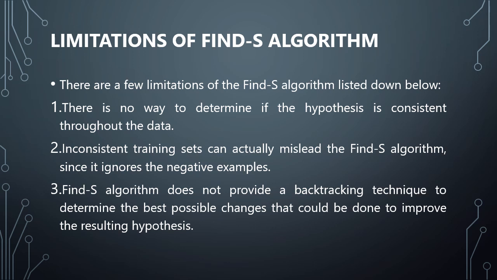Now, the limitations of the Find-S algorithm. There are a few limitations of the Find-S algorithm. These are: there is no way to determine if the hypothesis is consistent throughout the data. If it is inconsistent, training sets can actually mislead the Find-S algorithm, since it ignores the negative examples. The Find-S algorithm does not provide a backtracking technique to determine the best possible changes that could be made to improve the resulting hypothesis. These are the limitations of the Find-S algorithm.